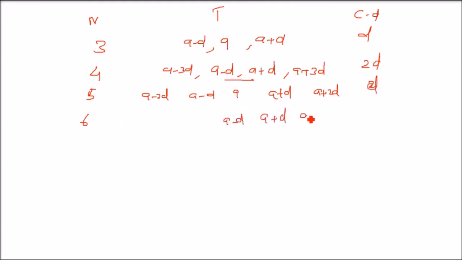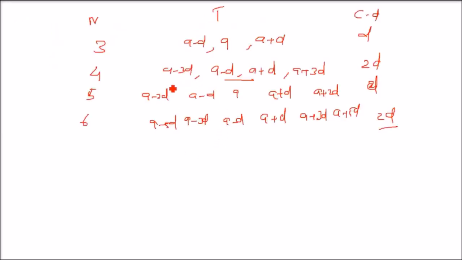Now 6 terms. We have to start with A minus D, A plus D in the middle, and here you have A minus 3D, A minus 5D. So what is the common difference? 2D is the common difference. Now, I need to tell you a question here because we need to understand how we are going to use it. What is the use of this? So there is a question.